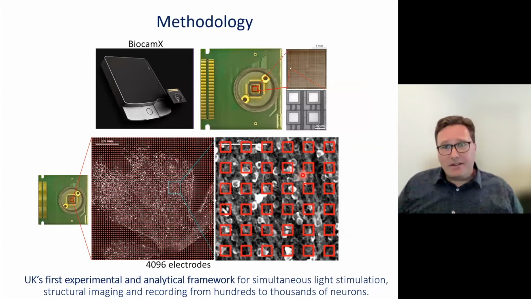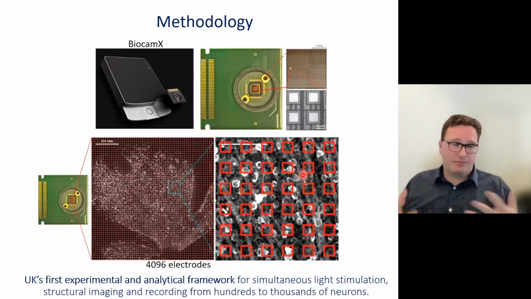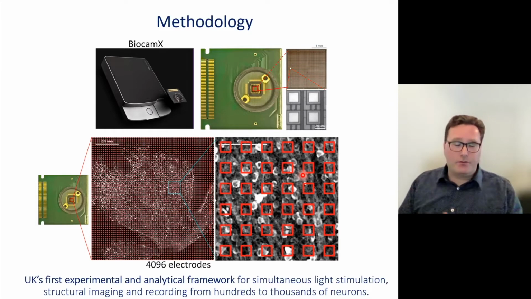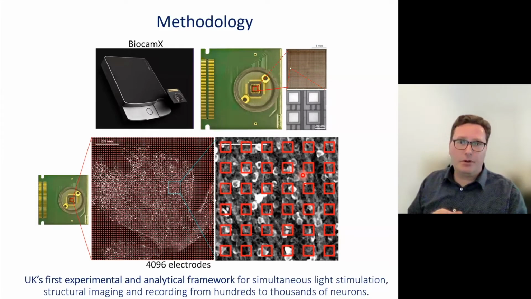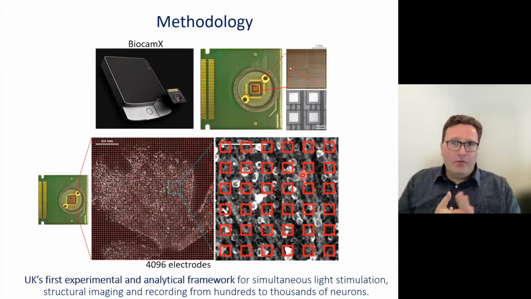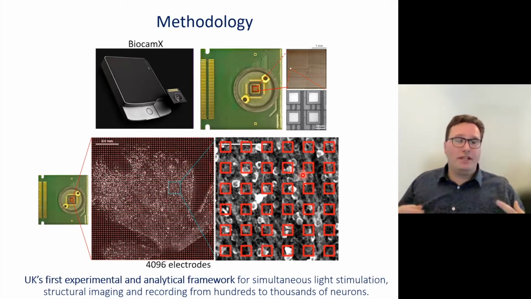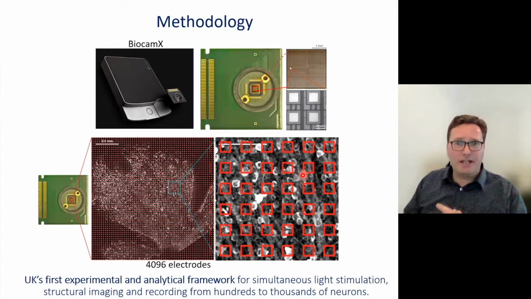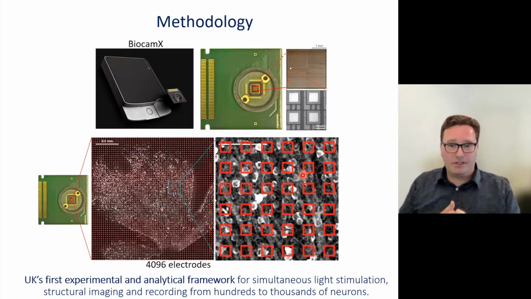To understand what global means, not only the space, the quantity of cells, but also the variety of cells, you need the right tool. We started when I was working at Newcastle University together with Professor Evelyn Saw in Senegal. We established the UK's first experimental and analytical framework for simultaneous light stimulation, structural imaging, and recording from hundreds to thousands of neurons. I'm just saying neurons because we were not restricted to the retina itself. Every cell type that called itself a neuron, we could record.